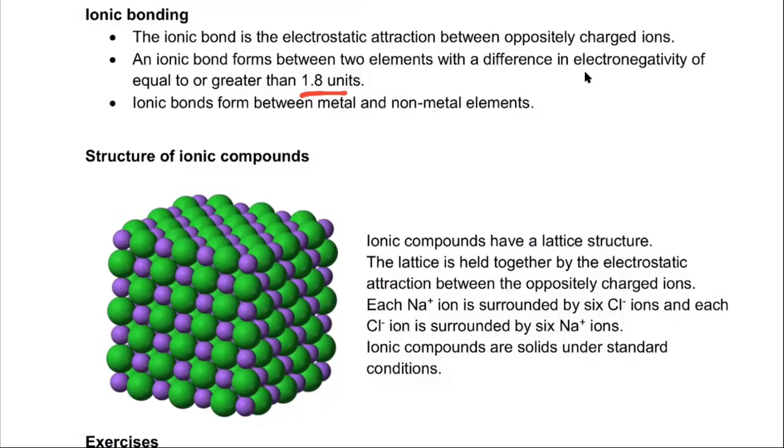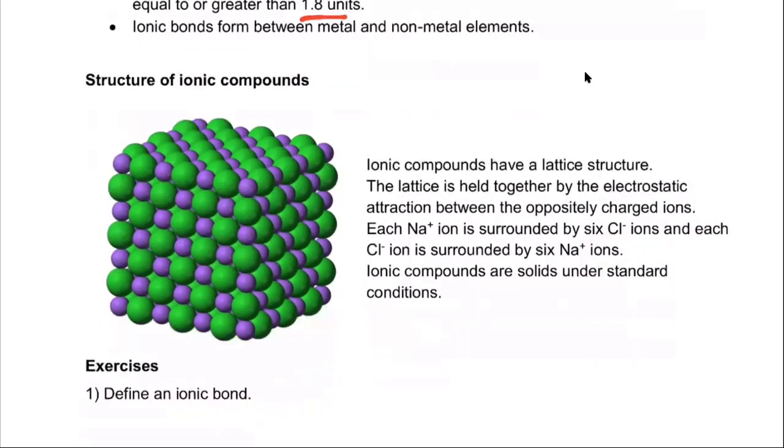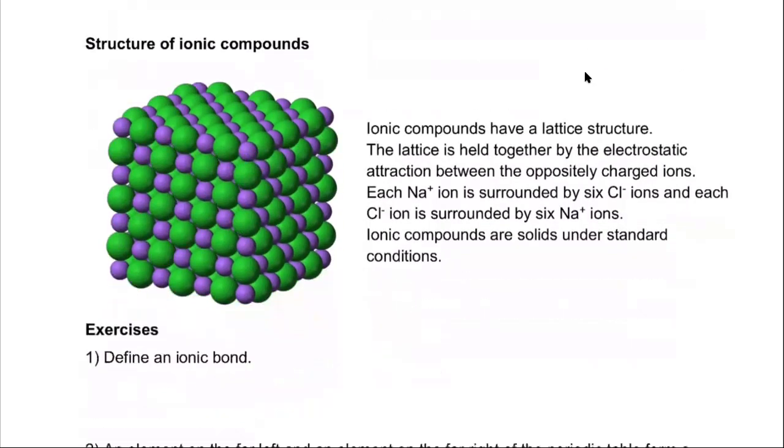And we already talked about how they're metals and nonmetals. So here's that lattice structure. Like I said, it's a really orderly grid-like pattern. For sodium chloride, each sodium ion is surrounded by 6 chloride ions, and each chloride ion is surrounded by 6 sodium ions. All ionic compounds are solid under standard conditions, which means standard temperature and standard pressure. So ionic compounds are all solid.